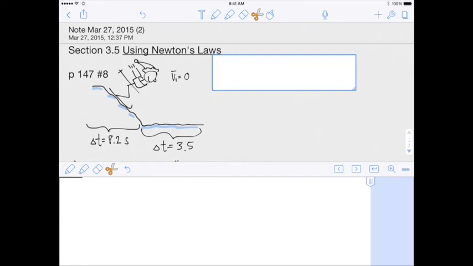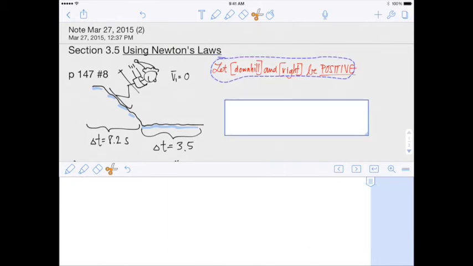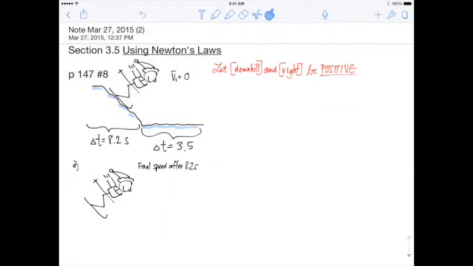On page 147, question number 8, review question for section 3.5, we have a skier that is accelerating downhill and then approaches a flat segment in which friction is going to cause him to slow down. In order to answer this question, we're going to establish that the directions, downhill and right, are positive.